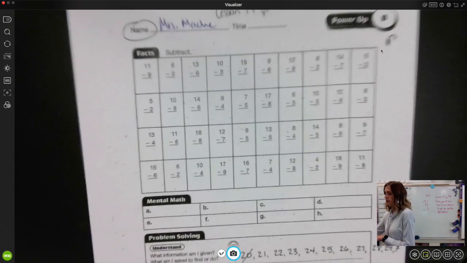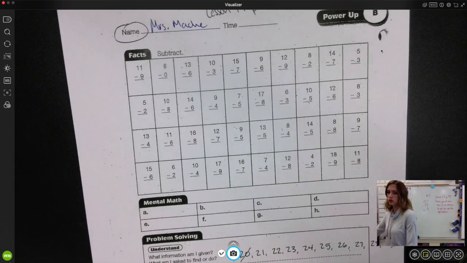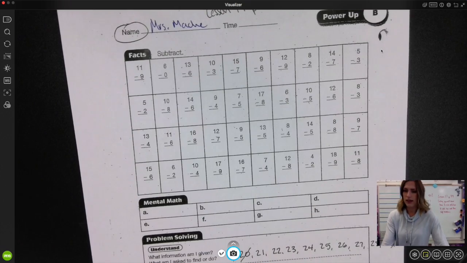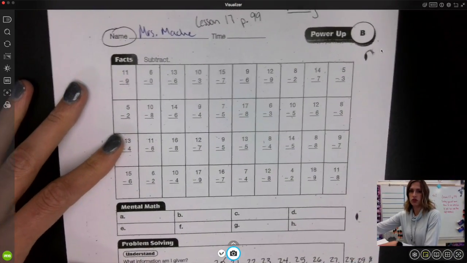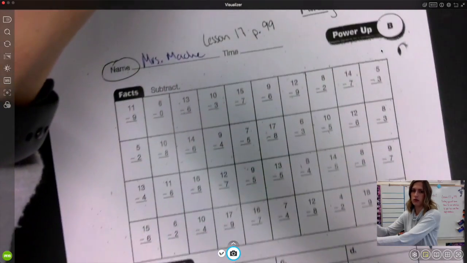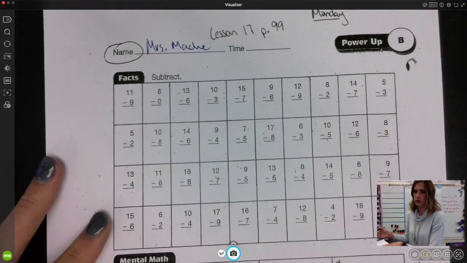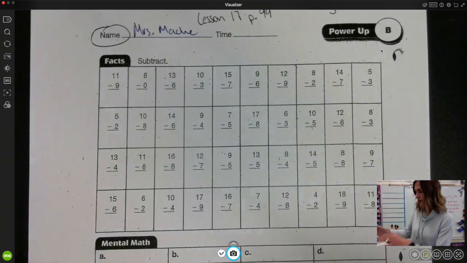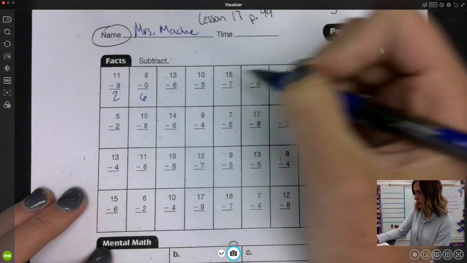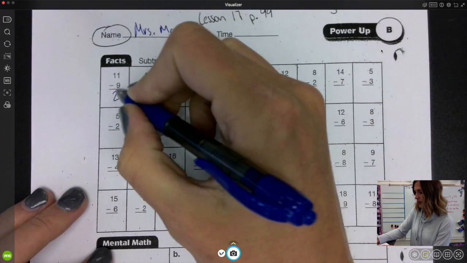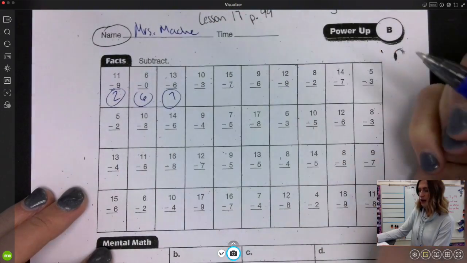All right, our facts for today. Let's go on our first row. So our first row, you see 11 minus 9. Remember, just circle them as you get them right. If you get them wrong, no sweat. Just cross it out and write the right answer right next to it. 11 minus 9 is 2. 6 minus 0 is 6. 13 minus 6 is 7. So those all three should be circled now.